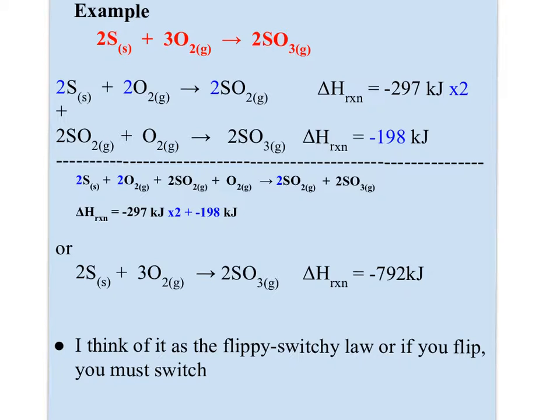When I look for common factors on each side of the equation, I see that the SO2 cancels out, and the O2 and 2O2 can be added together, and I have the desired equation of 2S plus 3O2 yields 2SO3. My enthalpy change is negative 792 kilojoules.